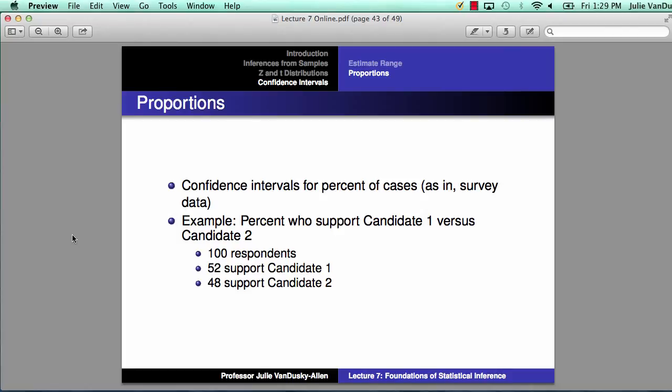Now we can calculate confidence intervals for proportions. We use proportions when working with responses to certain types of survey questions. So for example, imagine we collected data on how many people support candidate 1 versus candidate 2. We had 100 respondents and 52 supported candidate 1 and 48 supported candidate 2. We want to make an estimate of how many people supported candidate 1.